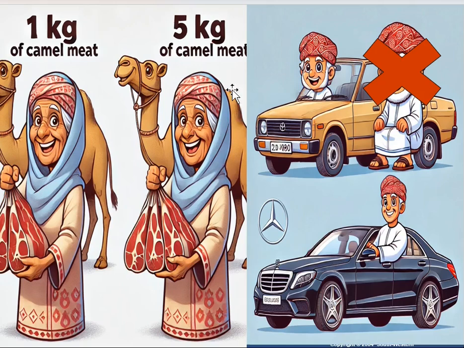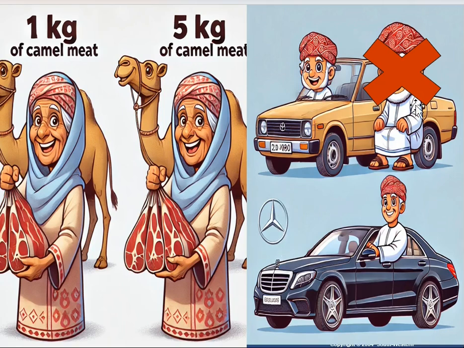See here, the old lady is holding meat. This is an example of a normal good, and this car, on the right side, is an example of an inferior good. When the income of this lady was 1000 Omani Riyal, she was buying 1 kg of camel meat. When her income increased from 1000 to 2000, now she is buying 5 kg of camel meat. So, positive relationship: income increased, demand for the normal good increased.